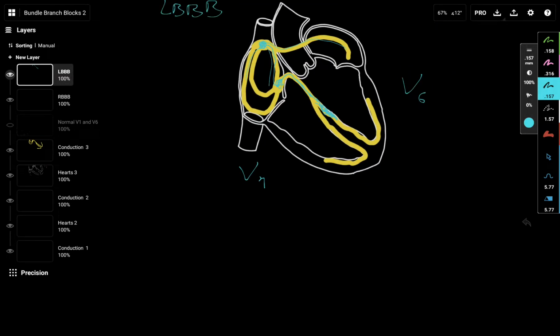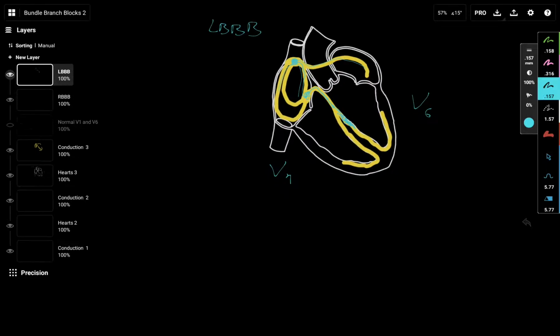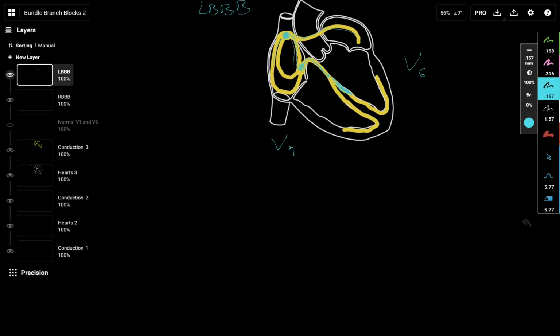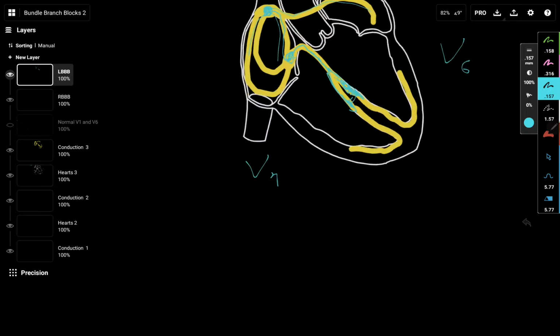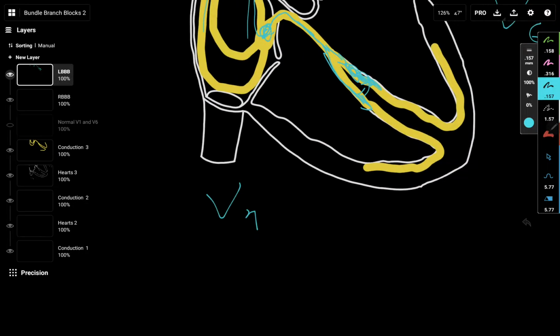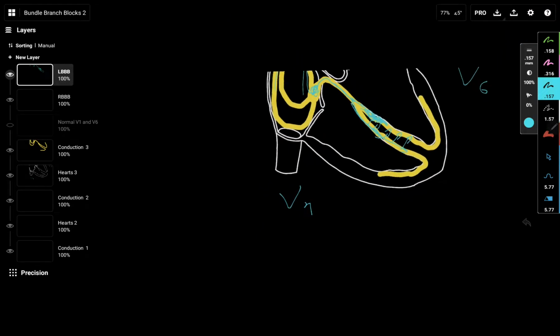So how am I going to recognize this on my ECG? Let's think about it. My action potential is not going to be able to travel down my left branch at all. So it's going to start here and go down my right bundle branch instead, and it's going to attempt to transfer the signal through the pacemaker cells to my left bundle branches instead.